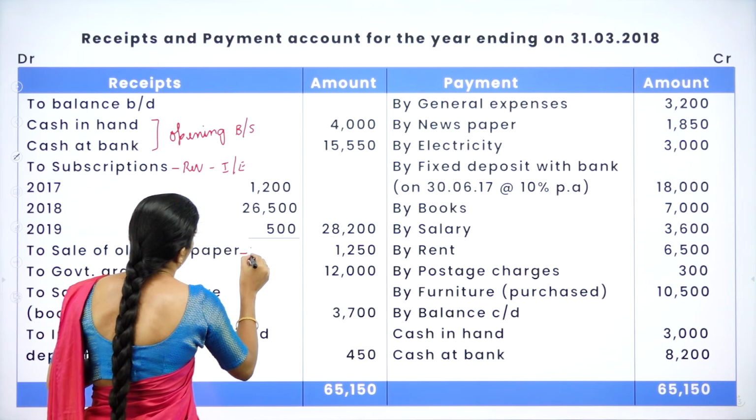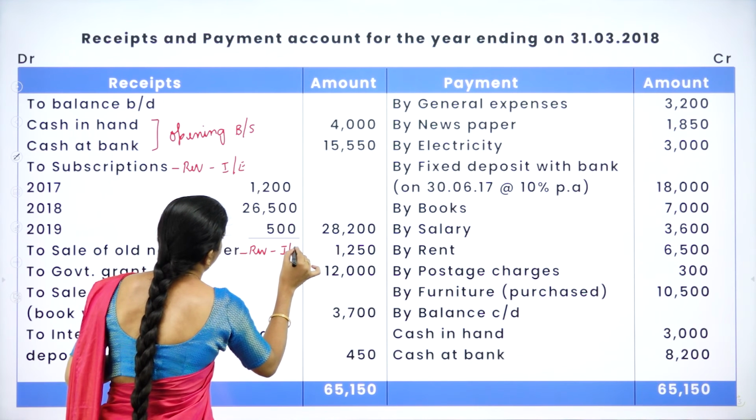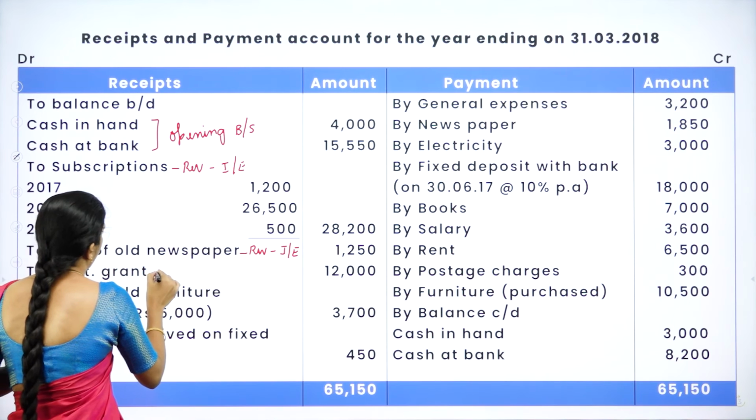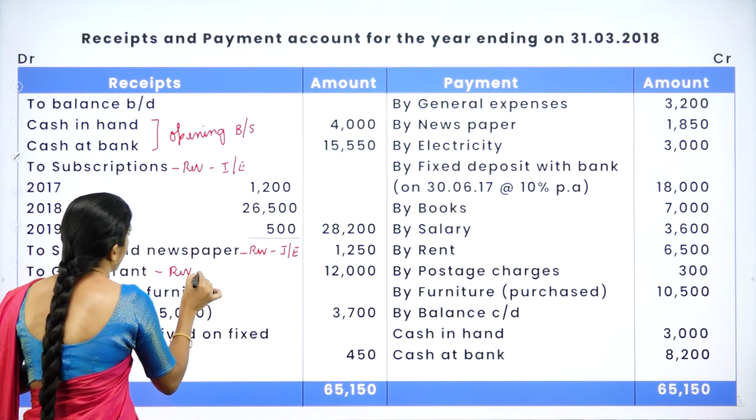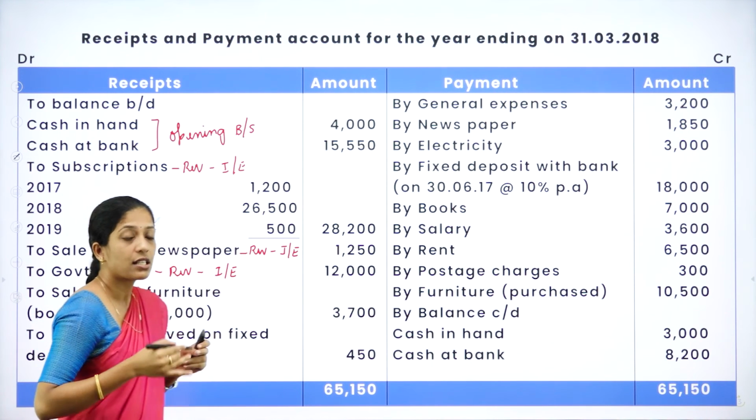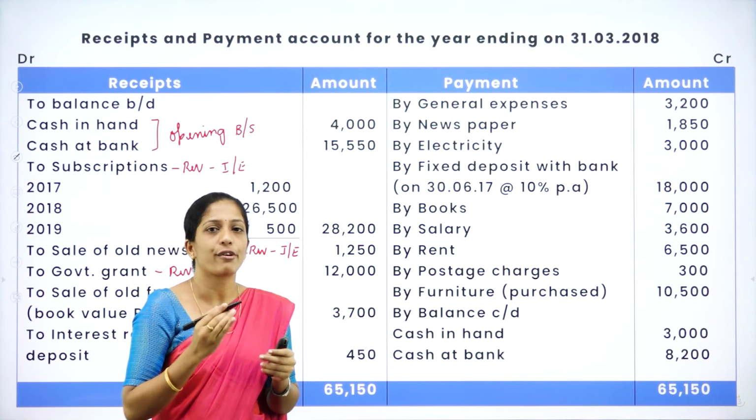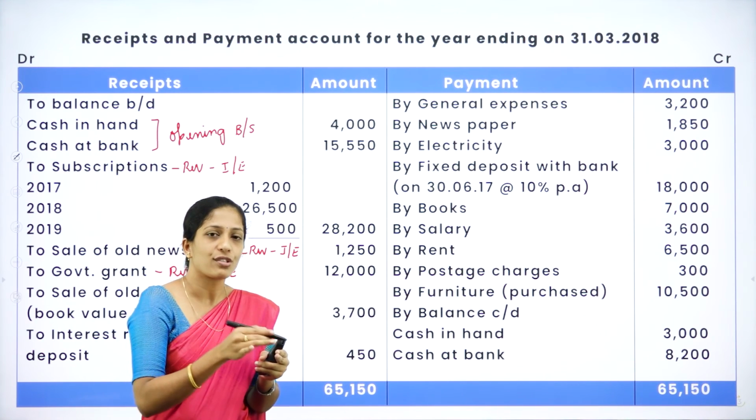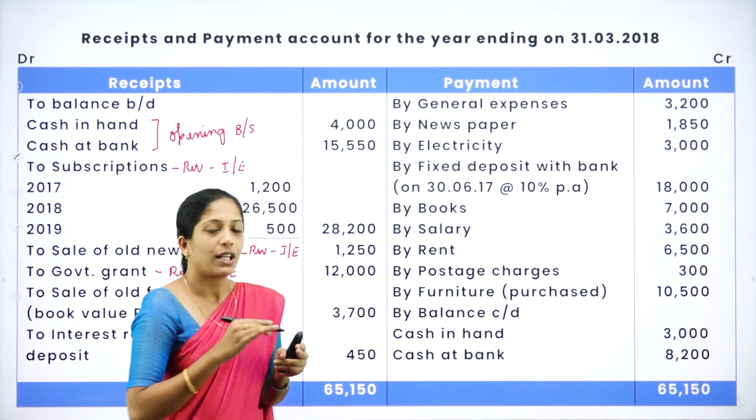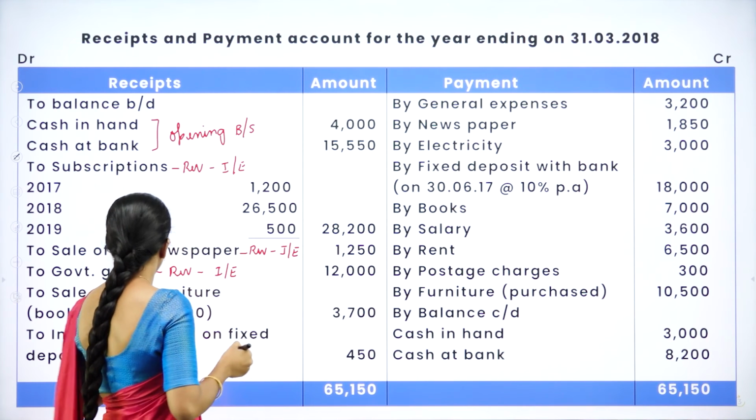And the next one is sale of old newspaper. So it is also a revenue item, so it comes under the income and expenditure account. Next, government grant. So it is also a revenue item. As I told, the main aim of a not-for-profit organization is to provide service to the members, right? So here also the government contributes or grants a certain amount to the not-for-profit organization. It is recurring in nature, so it is a revenue item.